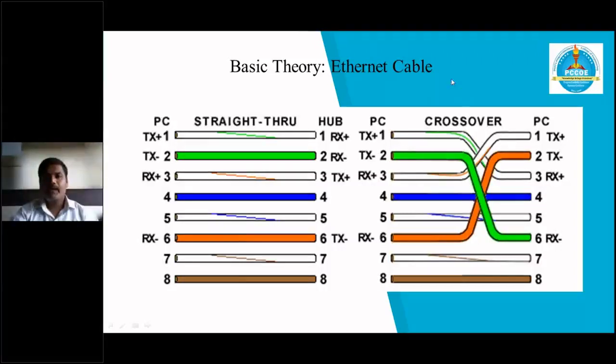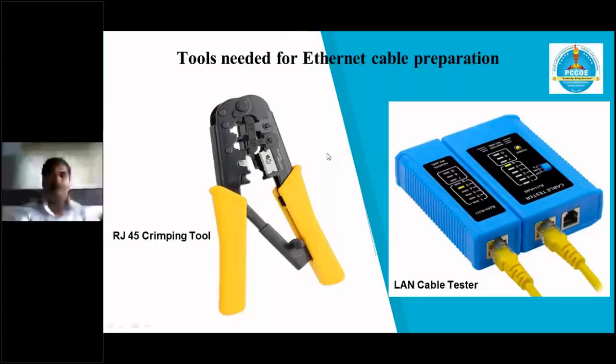Got it? In this way, we need to understand in what conditions we use a straight-through cable and in what conditions we need to use the crossover cable. And for any kind of cable, how many of its wires can be utilized for transmitting and receiving the data: pin number 1, 2, 3 and 6 of the RJ45 are used to send and receive the data. Got it? Now the next one. Once you have this RJ45 and a cable plug, we need this particular RJ45 crimping tool. RJ stands for registered jack.